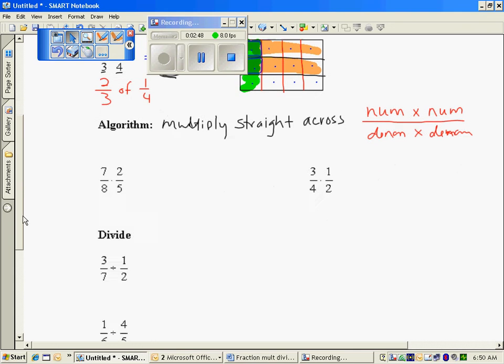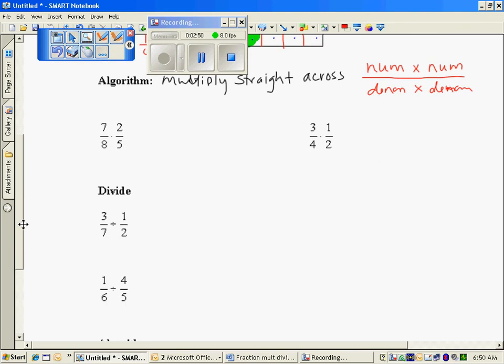Following that algorithm, multiplying straight across, 7 times 2 is 14. 8 times 5 is 40. And again, we notice that this fraction reduces. I can take half of 14 and half of 40 and get 7/20. There's one way to reduce before multiplying.